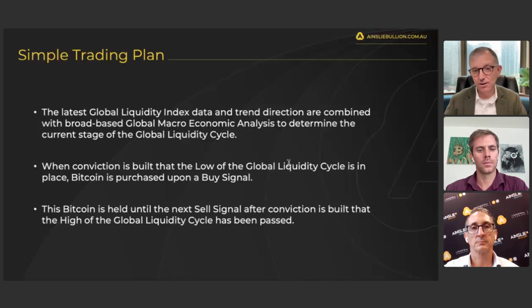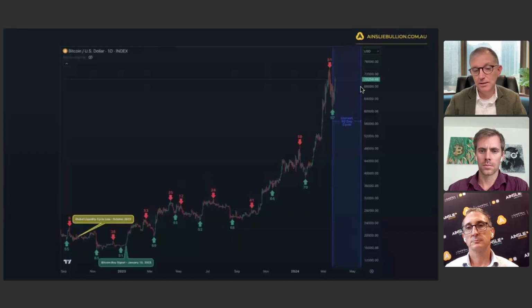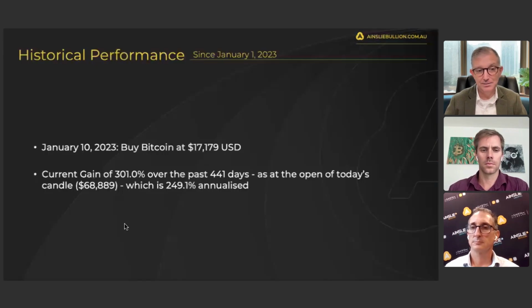We hold that until the sell signal, when conviction's built that we've passed that high in the global liquidity cycle, which we'd say we're nowhere near yet. Looking at the chart, this data is as of today. We had that global liquidity cycle low back in October. Our buy on the 10th of January 2023 has been an absolutely spectacular trade since then. And as we've argued throughout all this, we don't think we're anywhere near the end of that trade yet, not close to that sell signal. But so far, those results are pretty spectacular.